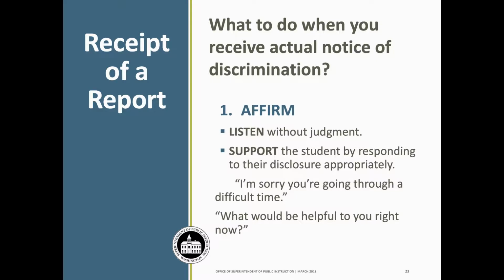School staff do not need to interview the student at the time of their disclosure. Generally speaking, the initial report is not the time to determine if what occurred is true, but to affirm the student in sharing the information and trusting the school staff to share their experience. Your most important role is to act as a bridge between the student and the school administrator or the civil rights coordinator.